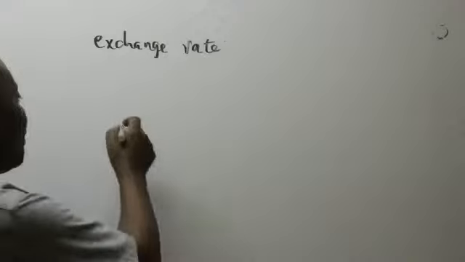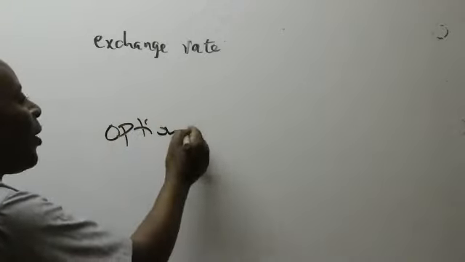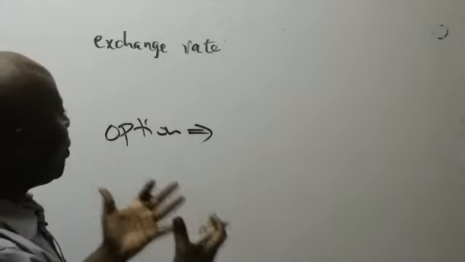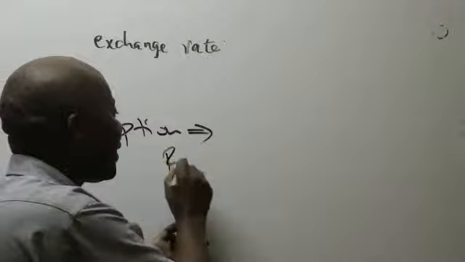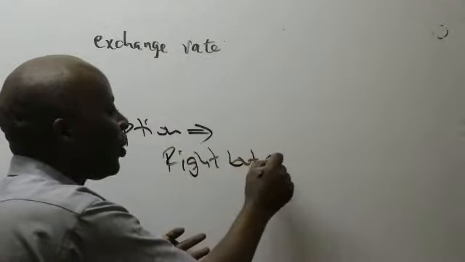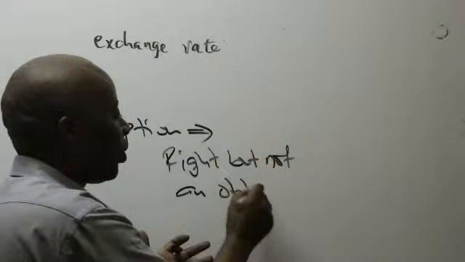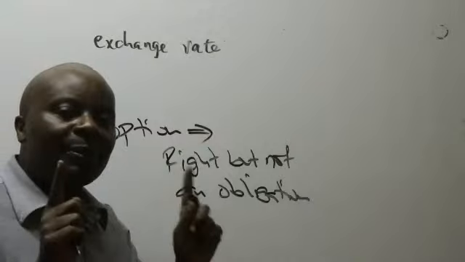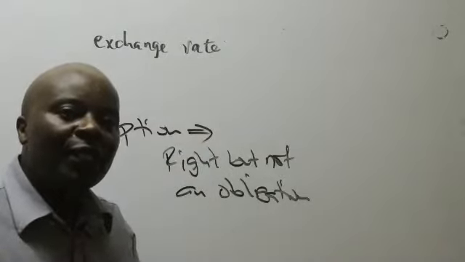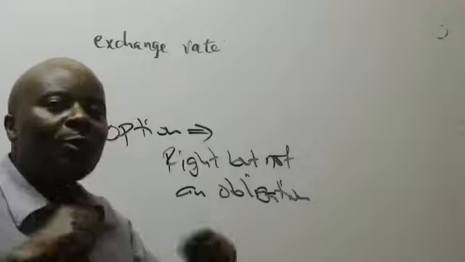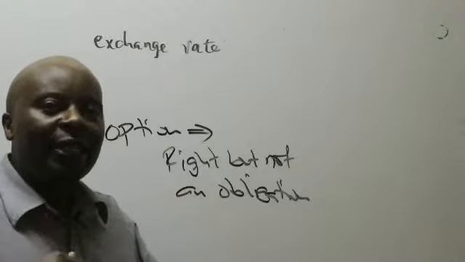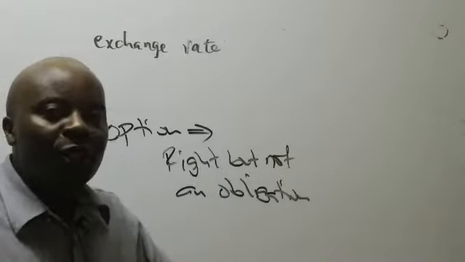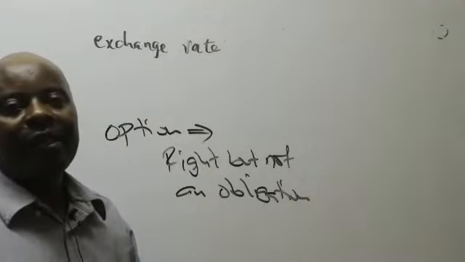So when it's an option, ladies and gentlemen, there is nothing like mandatory. An option gives us the right, but not an obligation. So in this case we have the right. If we feel at that particular time of execution that this option is beneficial to us, we exercise. But if we feel that we shall make losses when we exercise it, then automatically we will not exercise it, we will not go for it, right?